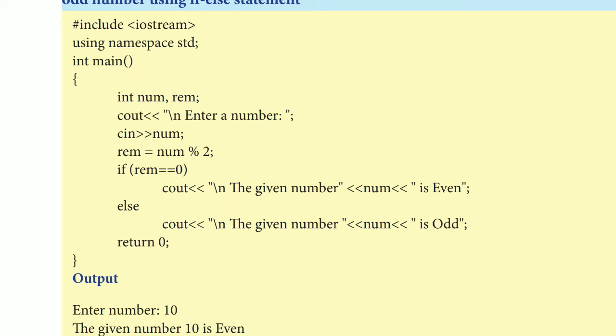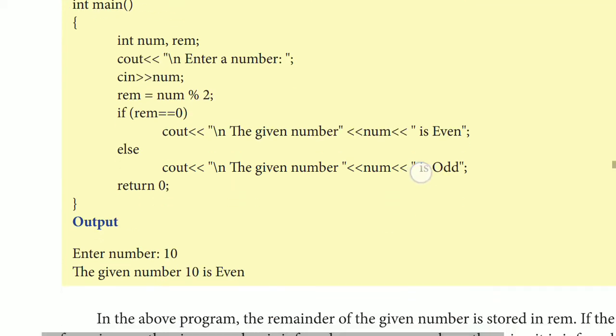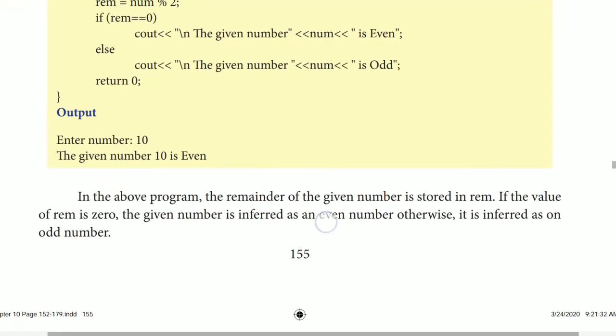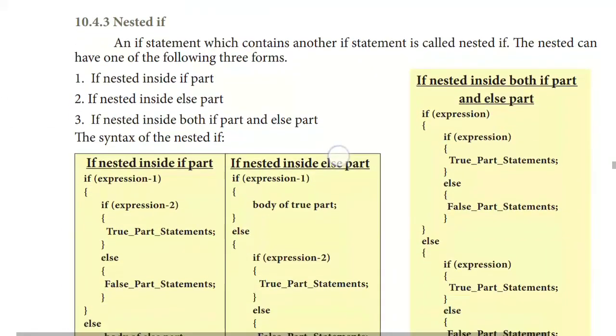In the output section you can see that at enter number, the user enters 10, and it prints that the given number 10 is even. All of this is explained in the example here.